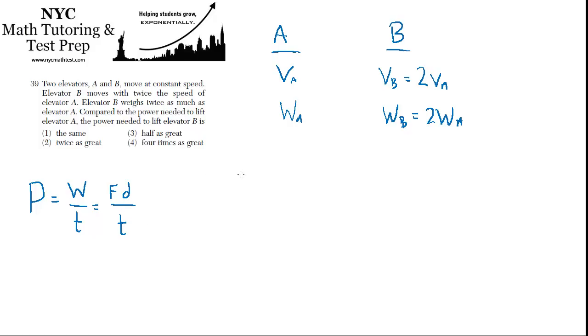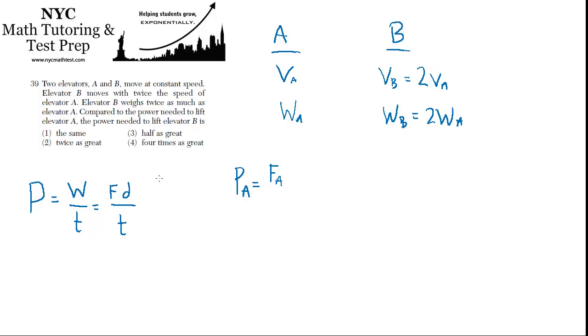So let's start with elevator A. The power for elevator A is the force. So what is the force that it has to use? Well, it's moving at constant velocity. So it doesn't have to accelerate the cars. It just has to overcome their weight. So this car has a weight of A. So the force that it has to use to overcome that weight, we'll call it force A. Or we could even use WA here because it's the same magnitude, but we'll call it force A.